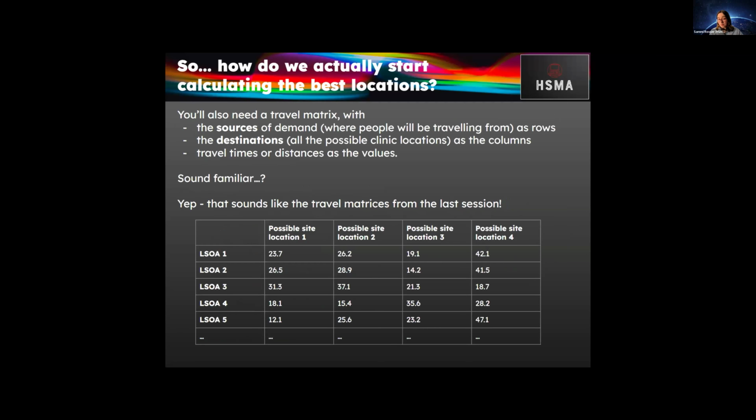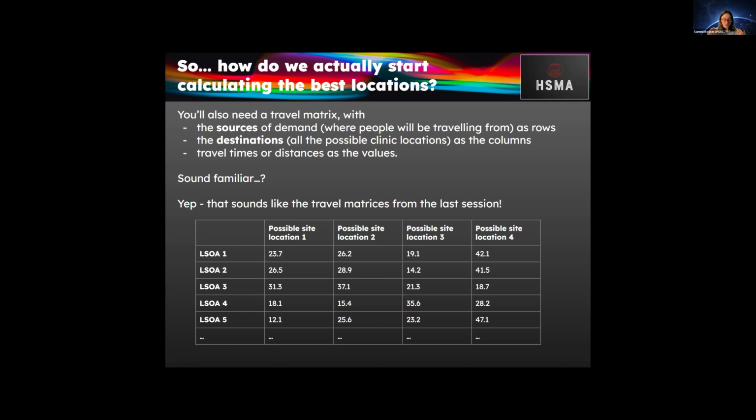You will also need a travel matrix. So you need the sources of demand as rows. So where will people be travelling from? Every time we talk about a source throughout this session, we're talking about the place that people live, or if it's not where they live, where they will be travelling from. So these will be our rows. Our LSOAs generally will be what we're working with throughout today, but these could be, again, postcodes, or MSOAs. It depends how detailed you need to go.